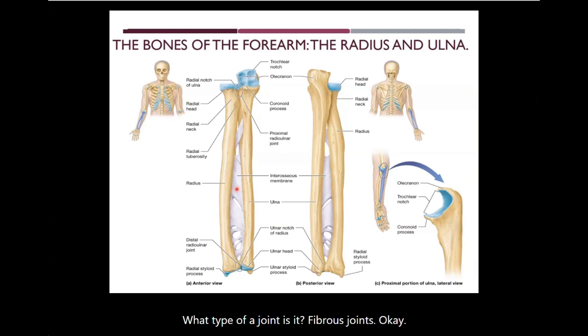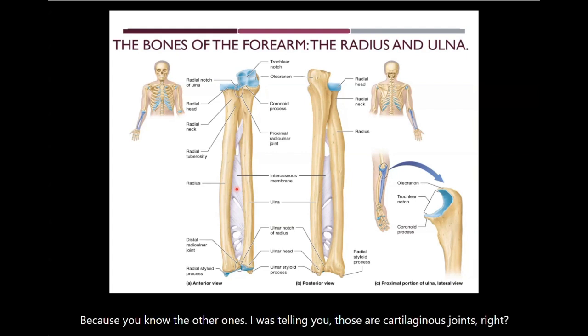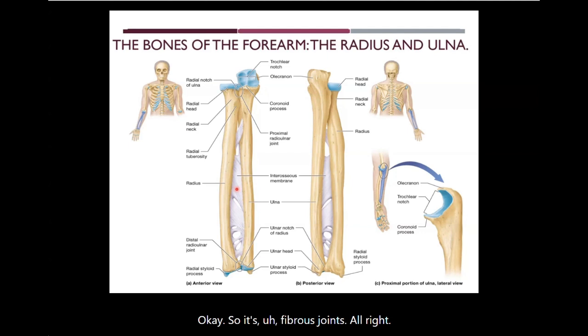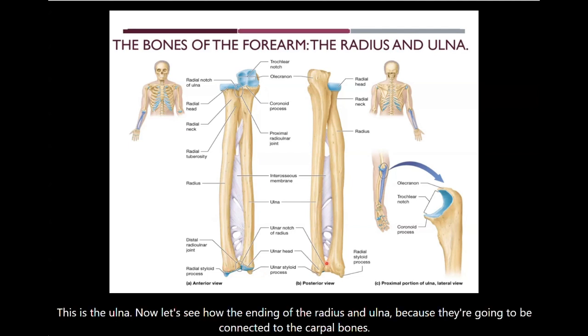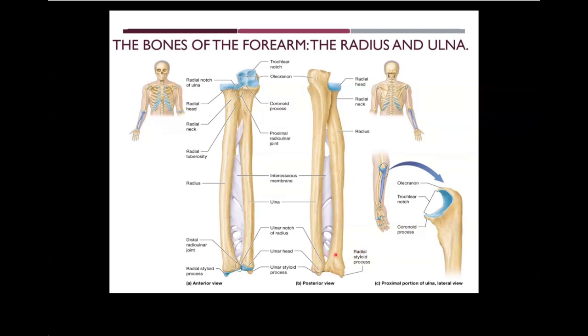What type of a joint is it? Fibrous joints, okay? Because you know the other ones I was telling you, those are cartilaginous joints, right? They're made with cartilage tissues, right? This one is fibrous tissues, okay? So it's fibrous joints. All right, and then if we go down here, again, this is the radius, this is the ulna. Now let's see how the ending of the radius and ulna, because they're going to be connected to the carpal bones, and then metacarpals and phalanges, right? That's what we have coming up.